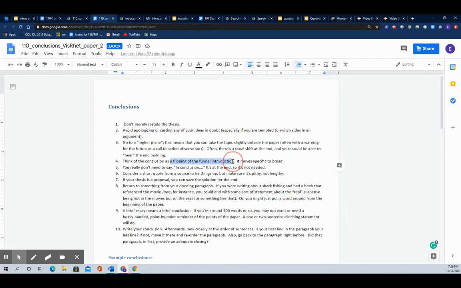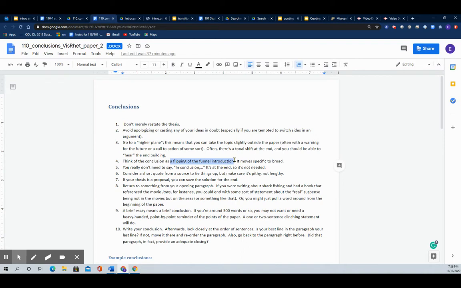Conclusions actually go specific to broad, so they work the opposite of a funnel introduction that goes from broad to specific with the thesis at the end. Instead, a good conclusion goes from specific to a larger idea that comes to some sort of statement.